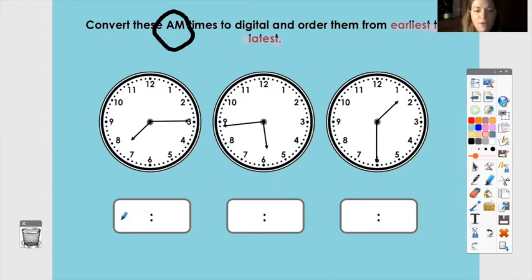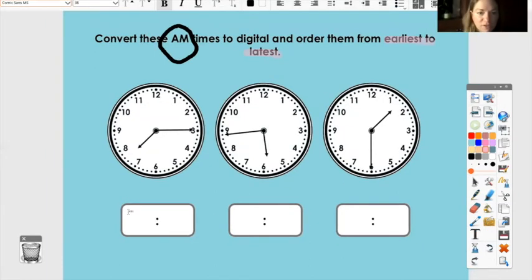Remember, hour in this part, minutes in there. So first one, I've got 07 on my hours because it's gone past 7 o'clock, but it hasn't quite reached 8 yet. And it's pointing directly at that 3. So that is 15 minutes past 7 in the morning, pretty early.